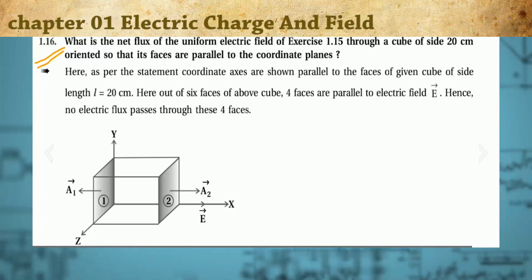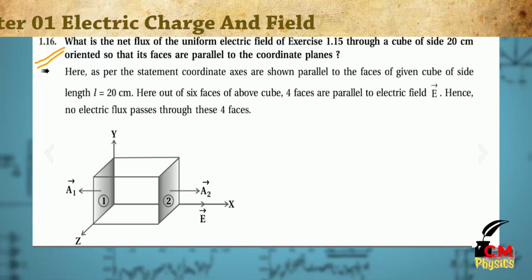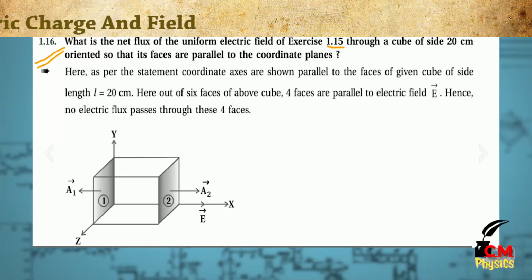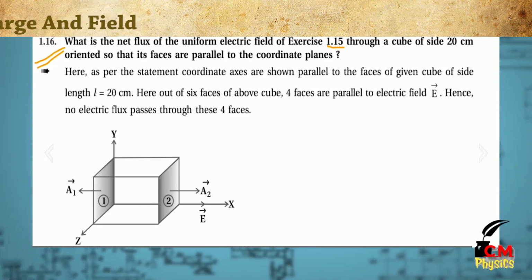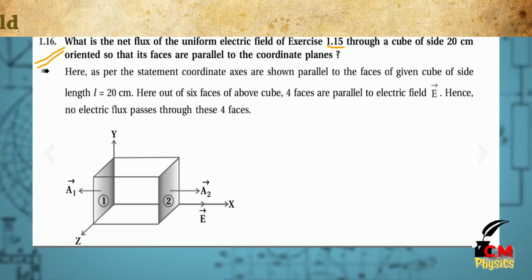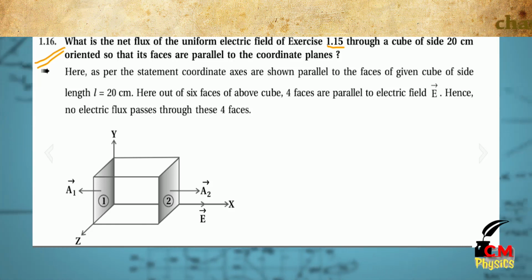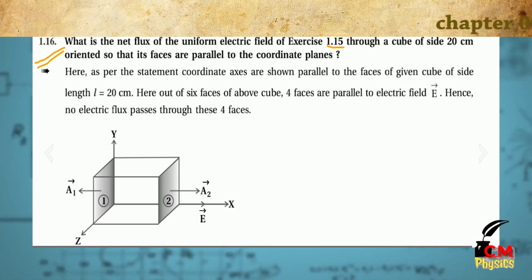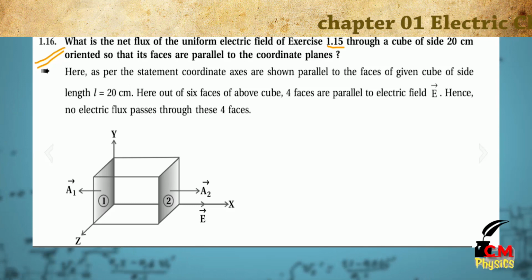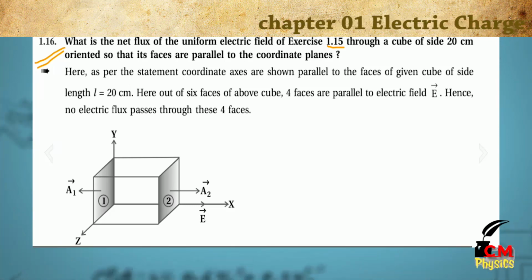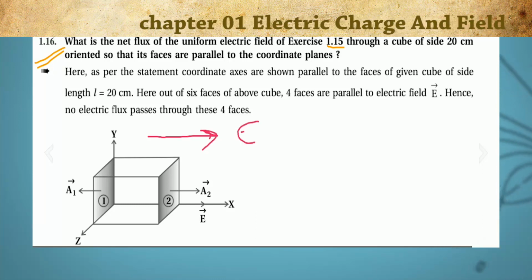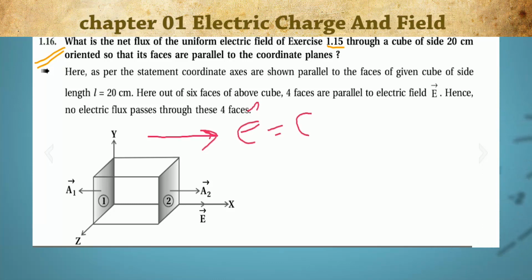Question 1.16. What is the net flux of the uniform electric field of exercise 1.15 through a cube of side 20 cm oriented so that its faces are parallel to the coordinate planes? In the given figure, one cube is given to you, and as in the earlier question 1.15, the electric field is in the x-axis direction, E vector, that means E of i.